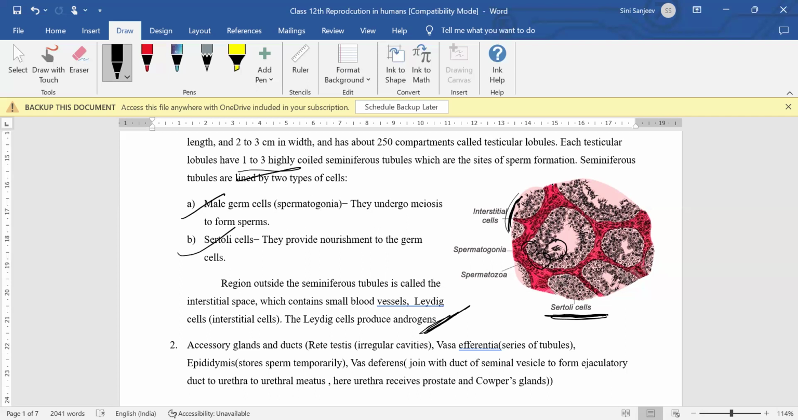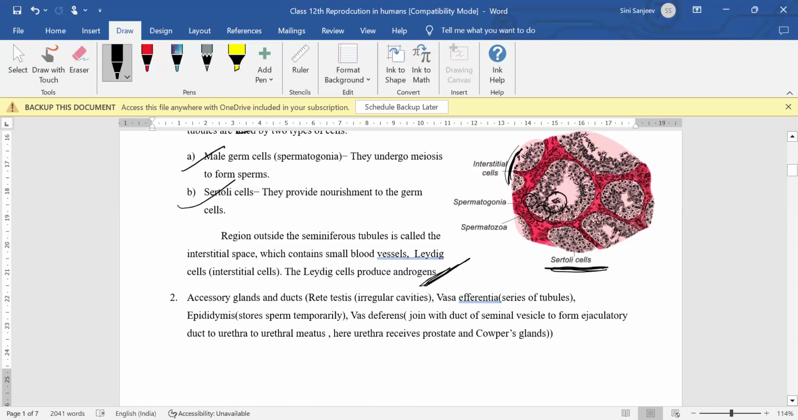in that particular male. Okay, so the seminiferous tubules are the main site for the synthesis of the sperm, whereas outside the seminiferous tubules you have the interstitial space, which has lots of small blood vessels. That is where the Leydig cells are. These Leydig cells are going to produce the male hormone called androgens. So this is the first part of the male reproductive system, which is the testis. Second are the accessory glands as well as the ducts. I told you the four parts already which are present here.